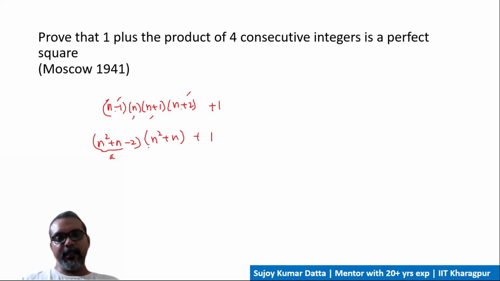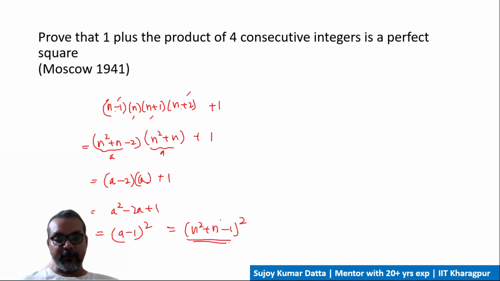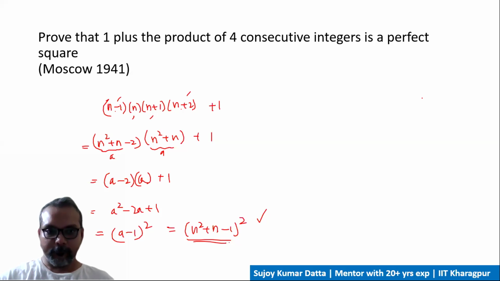Take n squared plus n to be a. So that is (a minus 1) whole square. And a is basically n squared plus n. So we have shown that 1 added to the product of 4 consecutive integers is basically the square of a term. Alright, let's go to the next one.